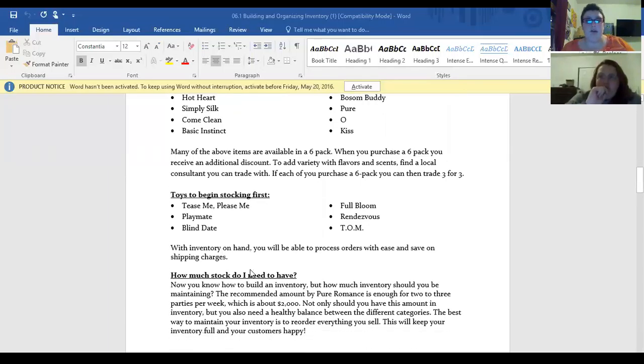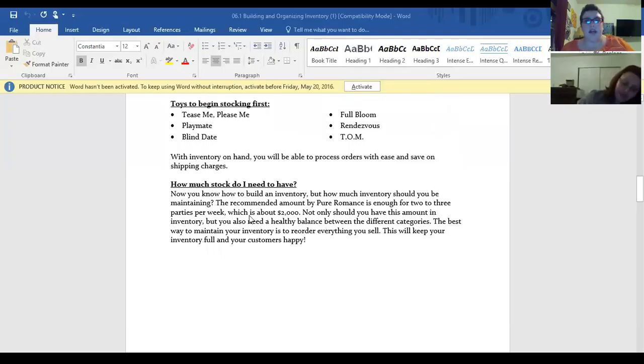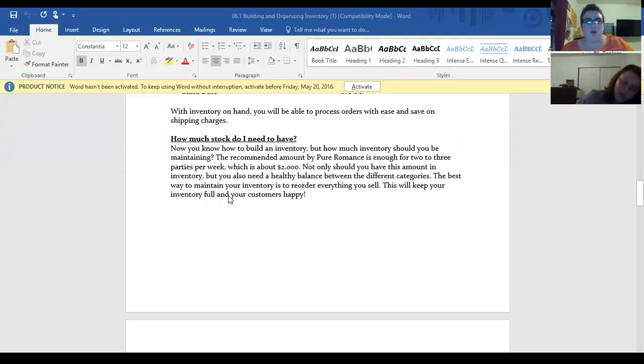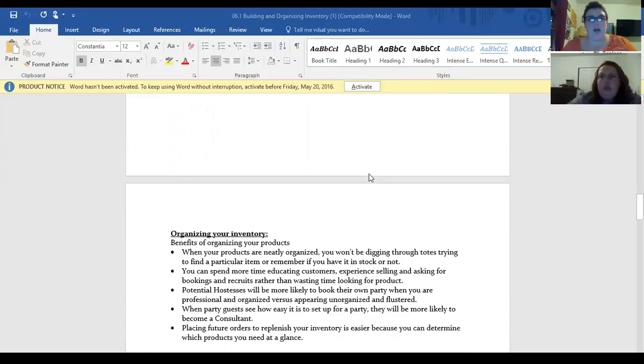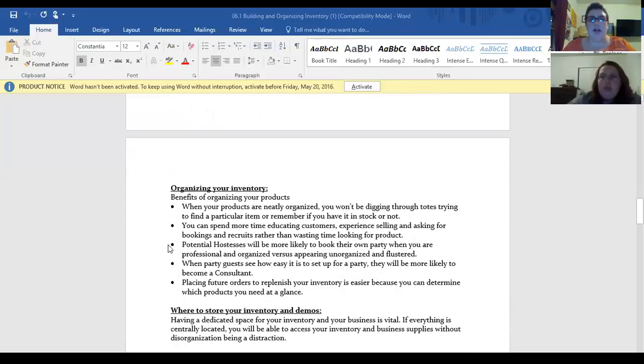How much stock do you need to have? To build your inventory, the recommended amount by Pure Moments is 2 to 3 parties a week. So if you realize that an average party sale for you is like $800, you should probably carry that for 3 parties in your car, or however you carry it. Always have a system to organize it.